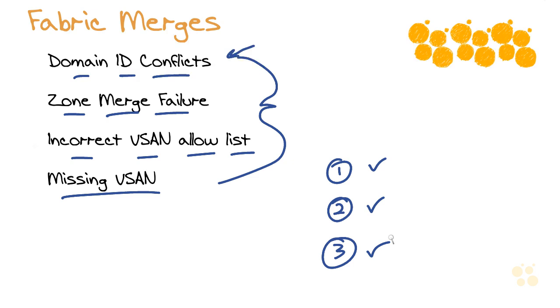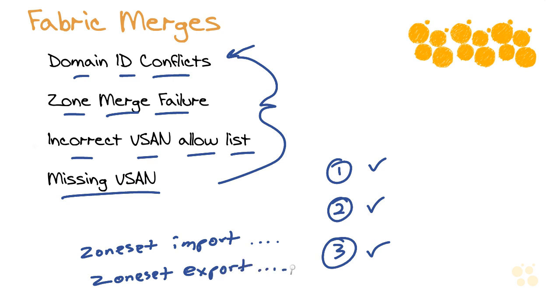Remember, you can use the simple commands for importing and exporting an active zoneset. That is zoneset import, and then just use your context sensitive help to be walked through that, or zoneset export. And once again, you'll be walking through the context sensitive help for the remaining parameters you need in that particular command.